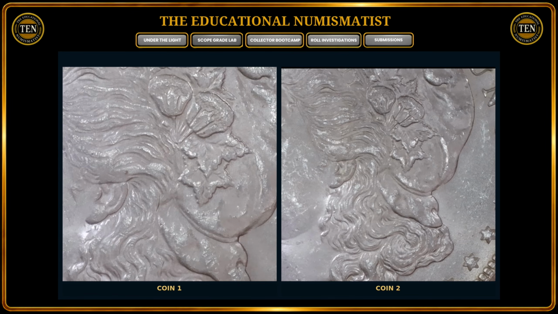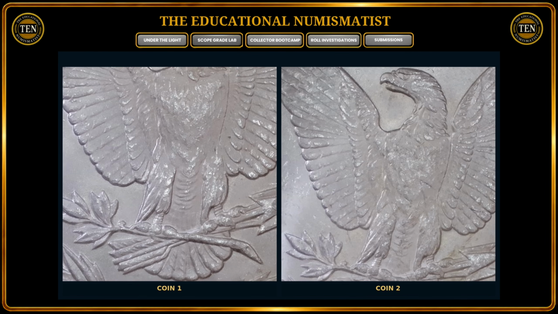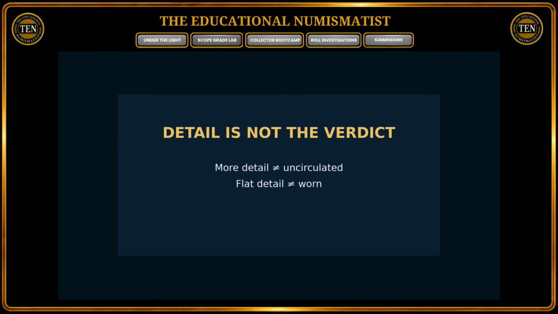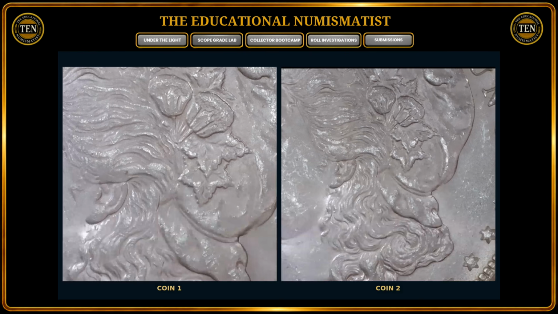First, compare the hair above Liberty's ear. One coin shows stronger separation in parts of the hair. The other is noticeably flatter. Now compare the eagle's breast. Again, one coin shows more complete definition, while the other remains weak through the center. But greater detail does not automatically make one coin uncirculated, and flatter detail does not automatically make the other coin worn. The comparison establishes one narrow but important fact. Missing detail can exist without circulation being its cause.